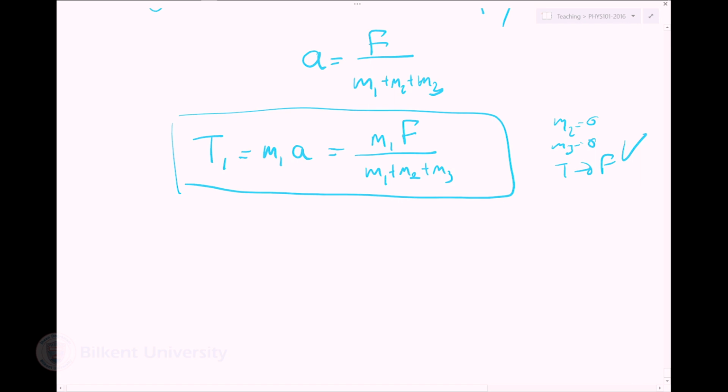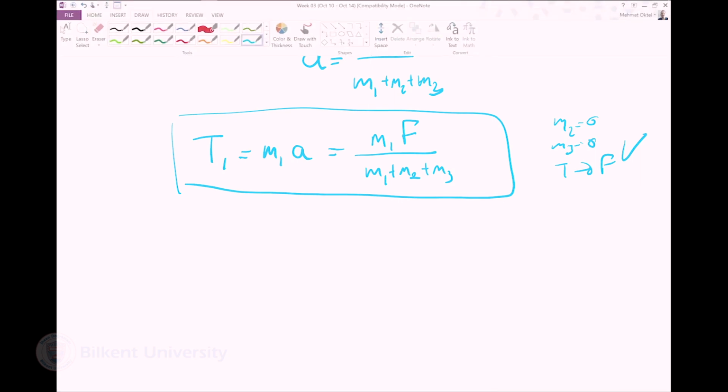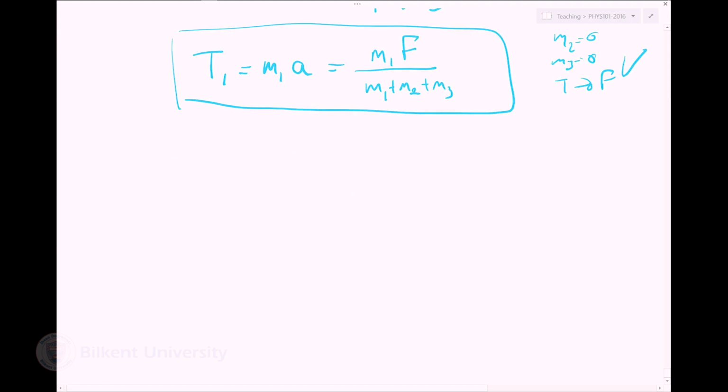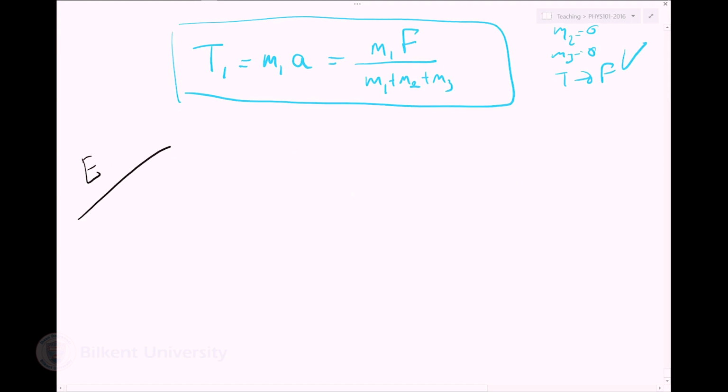Let's solve one more example. Do you have a problem seeing this color? Should I use it? Okay, good. So let's ask for one more example.